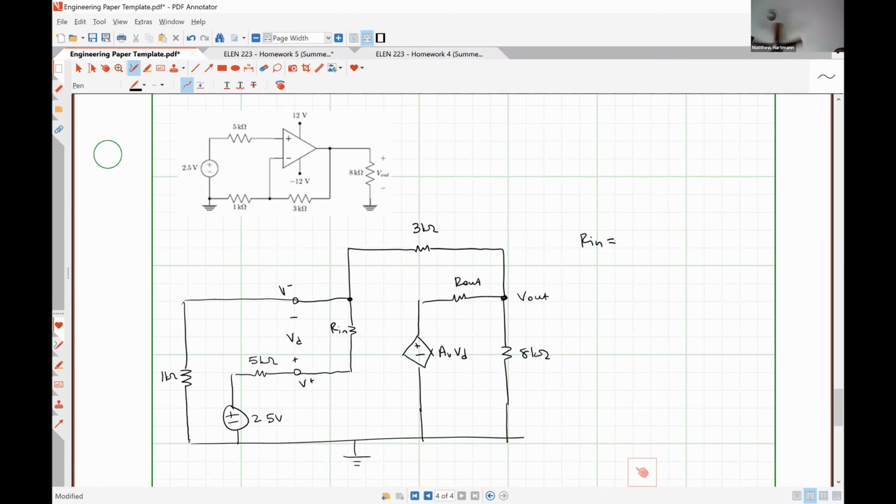What's RN from the problem statement? Anybody know that off the top of their head? It is 150 kilo ohms. ROut is 250 ohms. Yep. And AV is what? 4,200 volts per volt. All right, so it's 4,200, where VD is always V plus minus V minus.